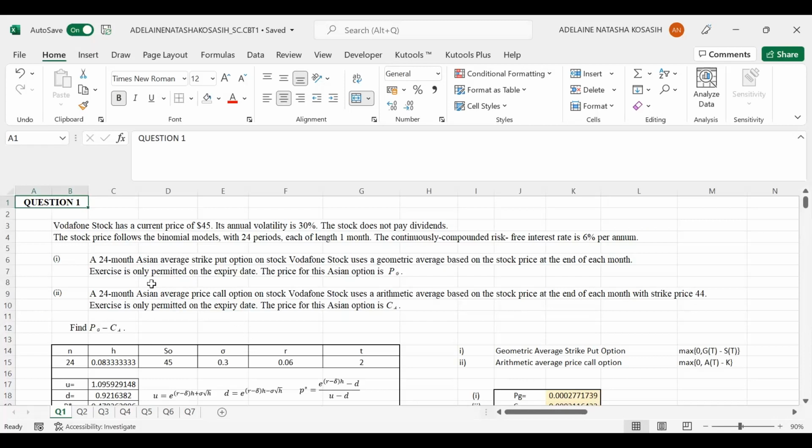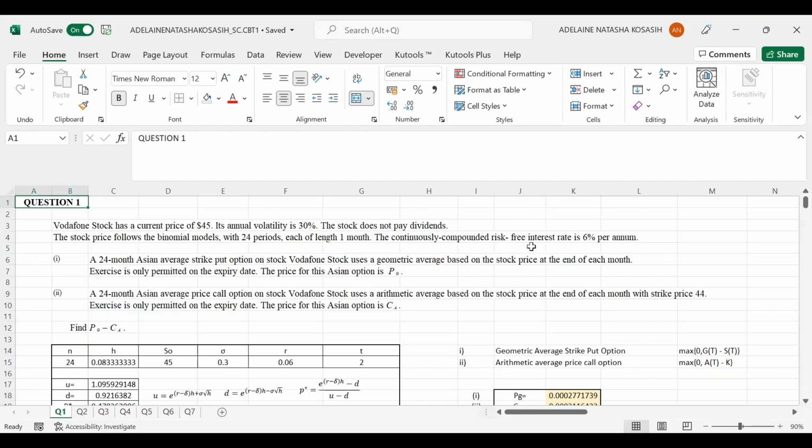Okay, so in this video, we will learn about this question 1. Vodafone stock has a current price of 45, annual volatility of 30%, and this stock has no dividend. The stock price follows a binomial model with 24 periods, each of length 1 month. The continuously compounded risk-free interest rate is 6% per annum.